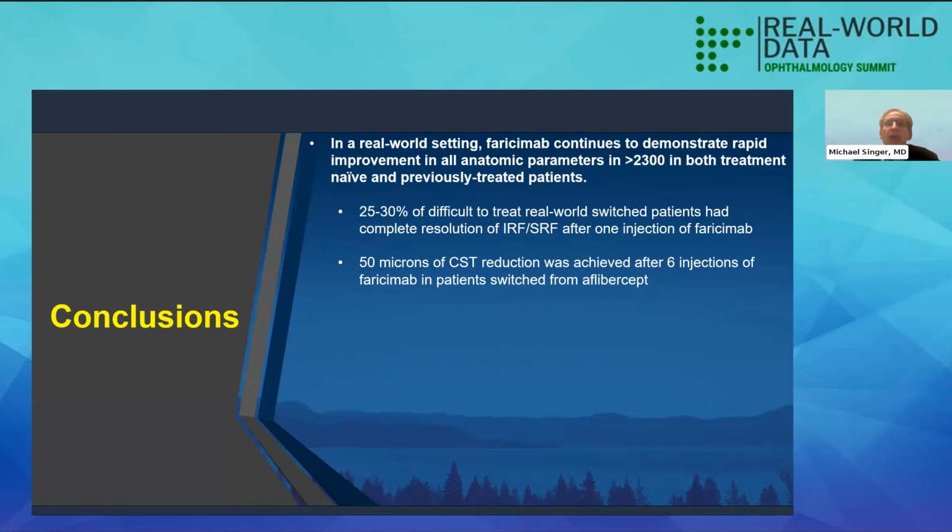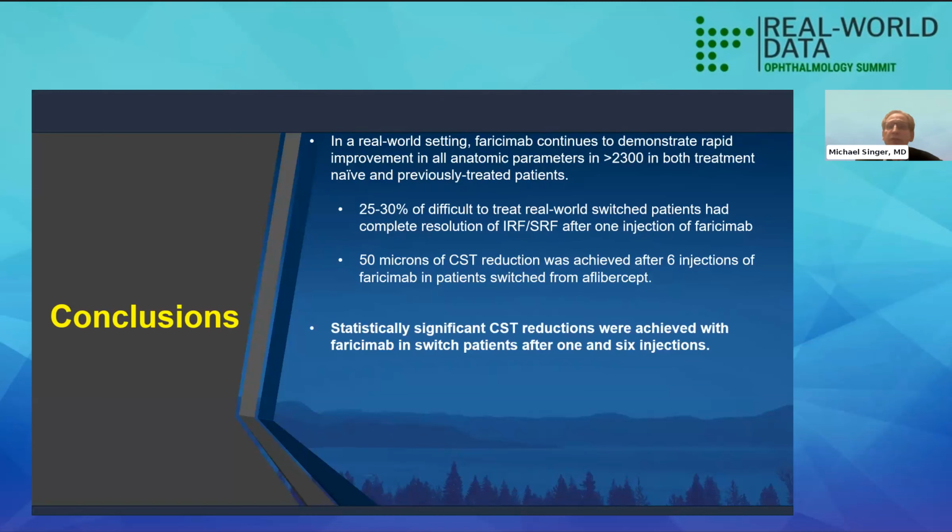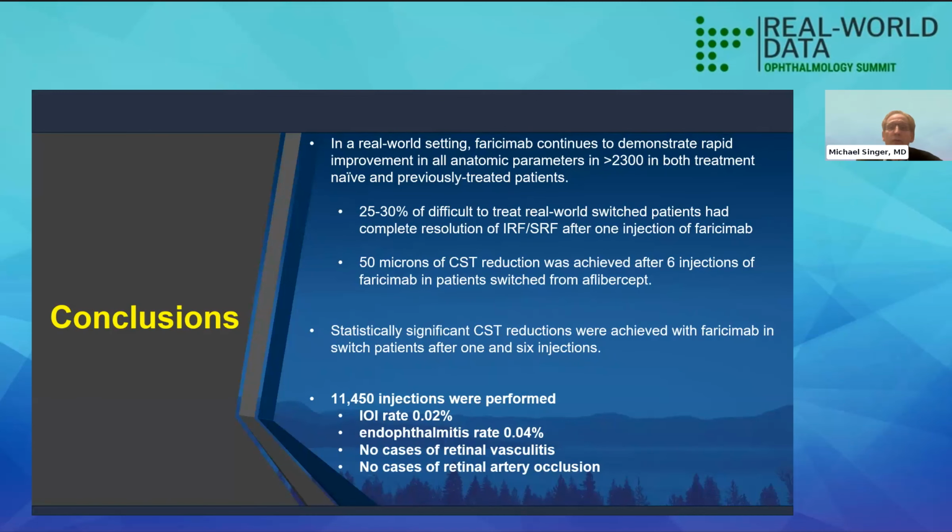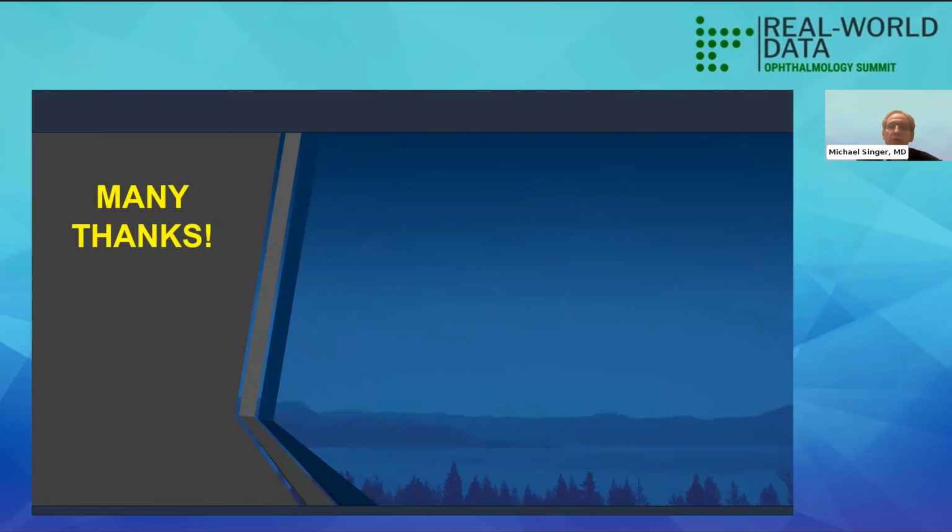So in conclusion, in a real-world setting, faricimab continues to demonstrate rapid improvements in all anatomic parameters in 2,300 patients who were both treatment naive and previously treated. 25 to 30% of these real-world patients had complete resolution of intraretinal fluid and subretinal fluid after one injection. 50 microns of CST reduction was achieved after 6 injections in patients who were switched from aflibercept. Statistically significant CST reductions were achieved in patients after 1 and 6 injections. And over 11,000 injections were performed with a very low rate of IOI of 0.02%, a rate of endophthalmitis of 0.04%, and what's most important, no retinal vasculitis or retinal artery occlusion. Thank you for your attention.